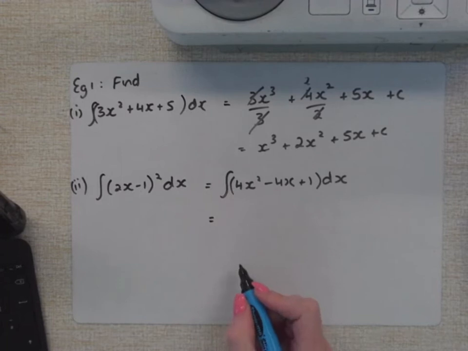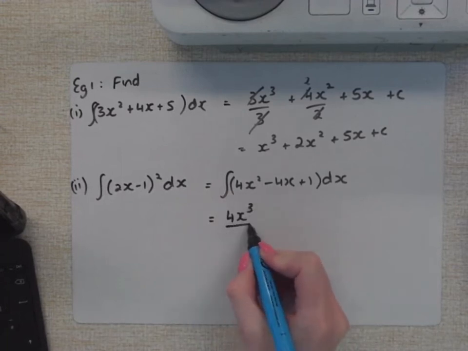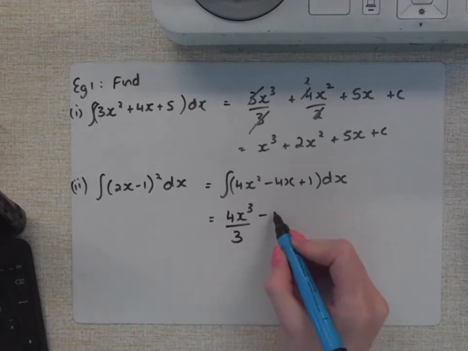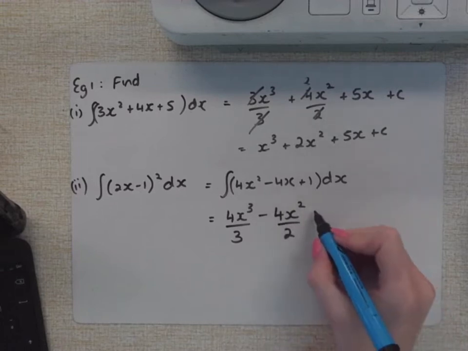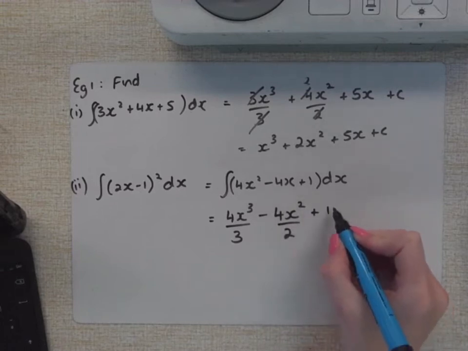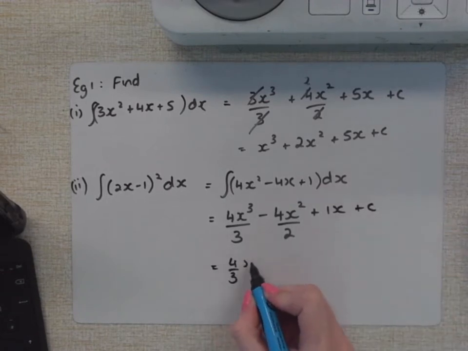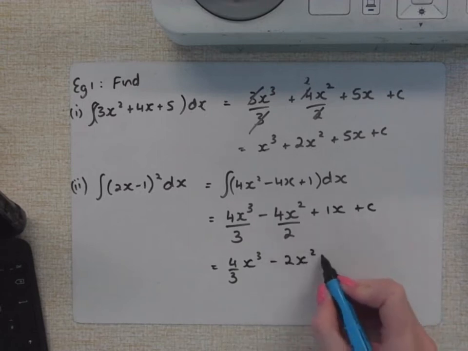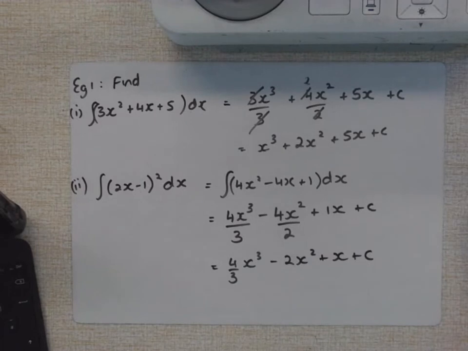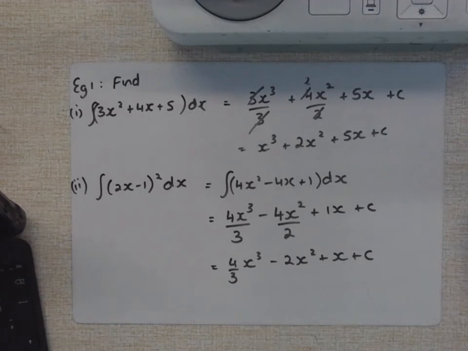So to integrate that, what do I get? 4x cubed over 3, great, minus 4x squared over 2, good, plus 1, x plus c, good. So 4 over 3 x cubed minus 2x squared plus x plus c. Okay.